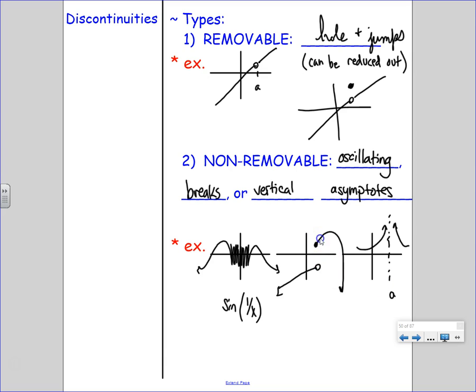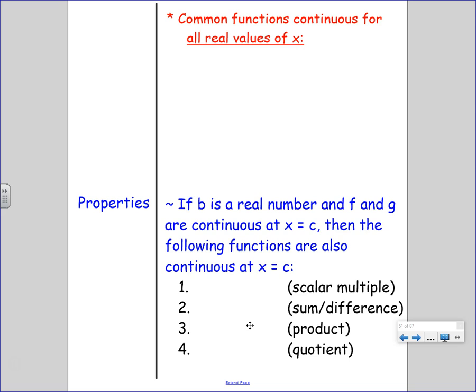How do you see a jump? What kind of function would a break appear in? Piecewise. Two pieces that don't match up. And then the oscillating one, well, it's something funny, usually to do with trig and a 1 over. Okay, so that's a review on discontinuities.